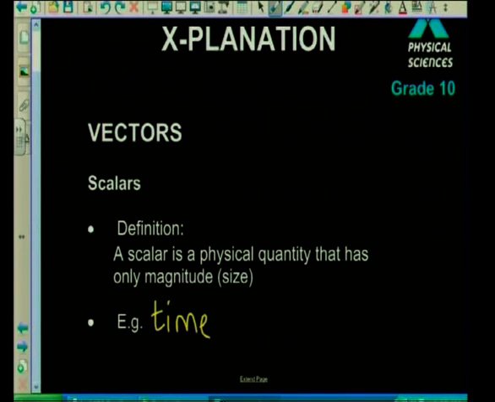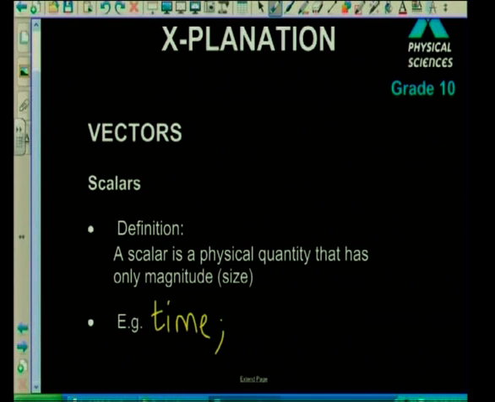Time only goes in one direction, okay? Only has size. Mass, which is measured in kilograms, only has size, okay? We often compare weight and mass together, because in the English language we talk about weight when we actually mean mass. Weight is a force, which is actually what brings us to our next thing, which is a vector.